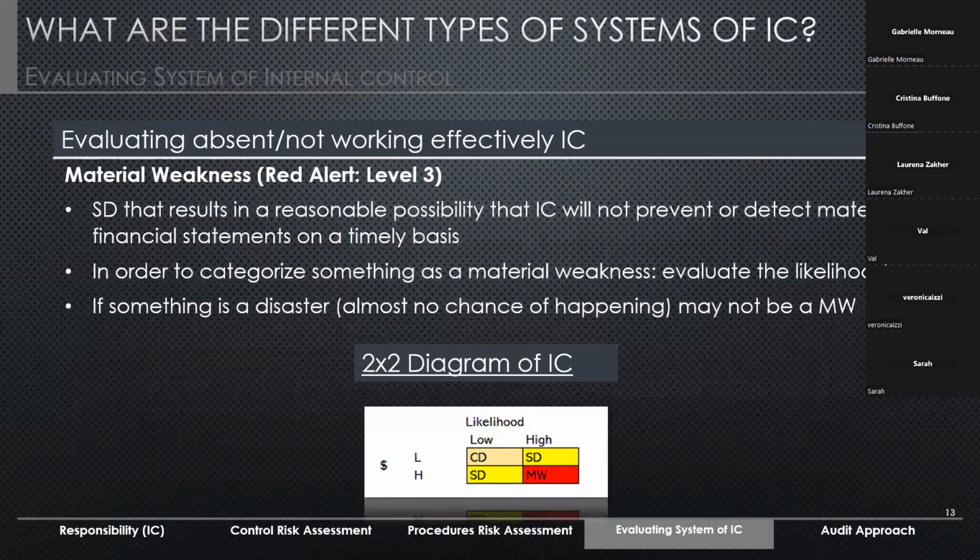And then lastly, you have material weakness. So significant deficiencies that result in a reasonable possibility that internal control will not prevent or detect a material misstatement in the financial statements on a timely basis. So financial statement is really the important phrase here, and on a timely basis, because all the controls at the end of the day flow through the financial statements. And as an auditor, that's your role. You go there and check if the numbers are legit or not.